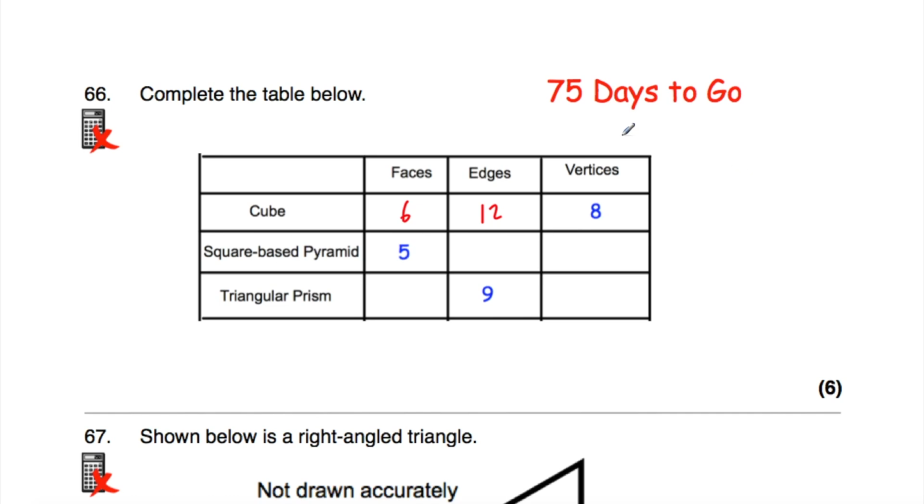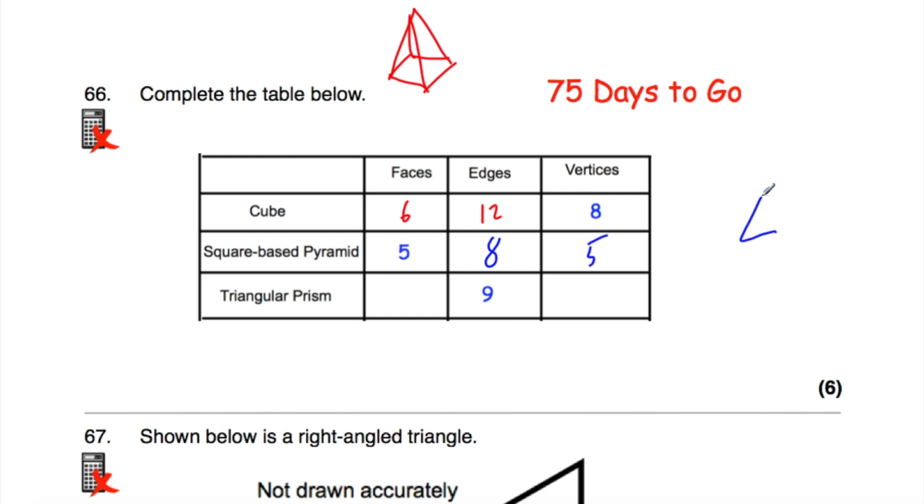A square-based pyramid. So a square-based pyramid, I'm just going to sketch one. Okay, so that's a little sketch of a square-based pyramid. It's got the square in the bottom, and then it's got the 4 triangles leading up to the top. So it's got 5 faces. In terms of edges, it's got 4 along the bottom and 4 leading up. So that's 8. And in terms of vertices or corners, it's got the 4 corners on the bottom and then the 1 at the top. So that's going to be 5 vertices.